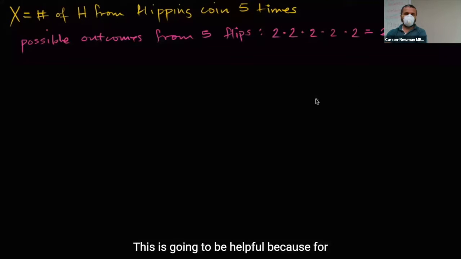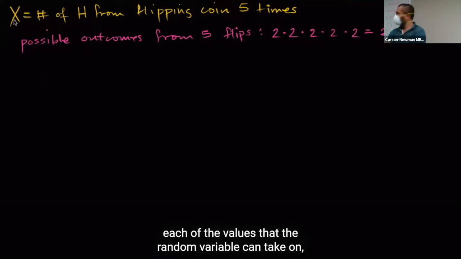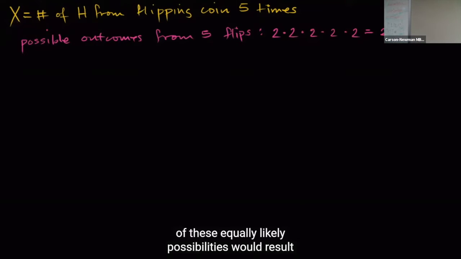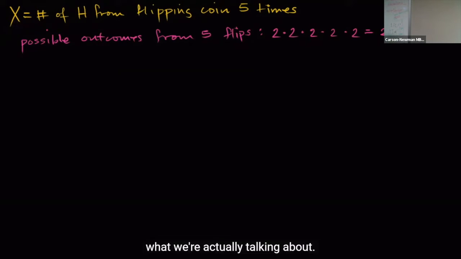This is going to be helpful because for each of the values that the random variable can take on, we just have to think about how many of these equally likely possibilities would result in the random variable taking on that value. Let's just delve into it and see what we're actually talking about.